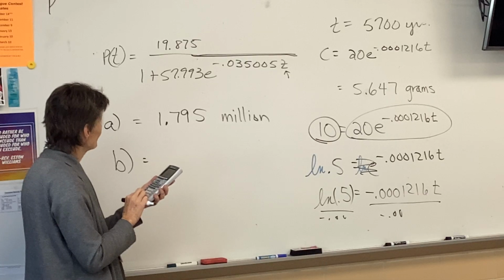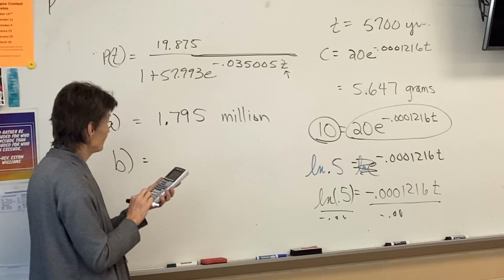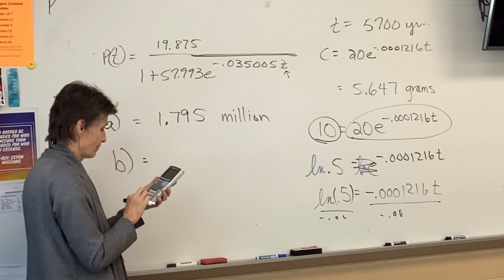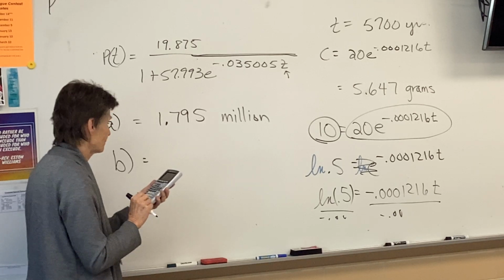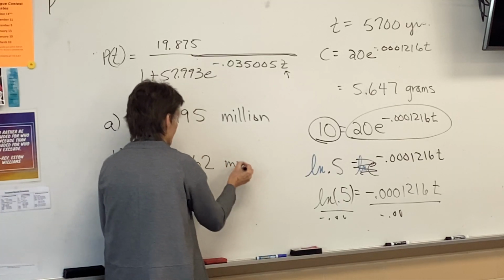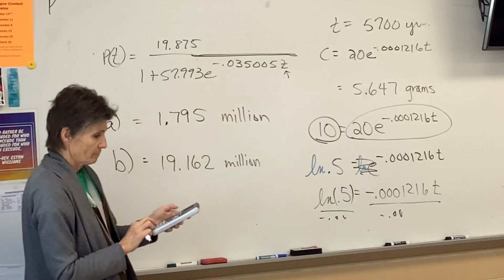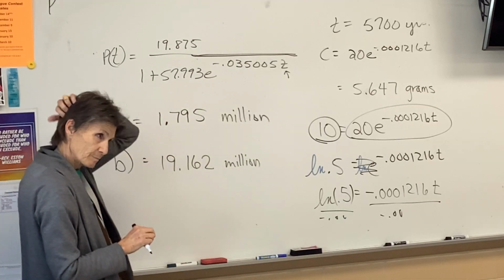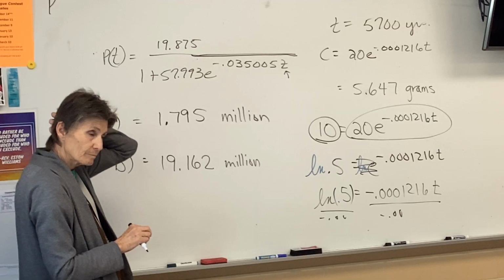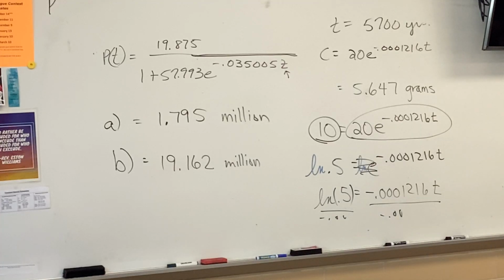19.875 divided by 1.57.99. Just kill me. 0.03505. How much is that? 19.9. See? I got 19.162. What? Anybody else get that when you put in 210? Look, I'm putting that exactly in there. I just think we must have to do the bottom then.